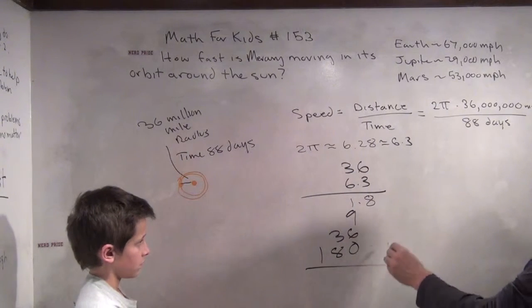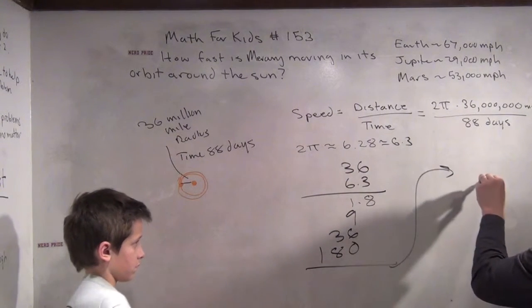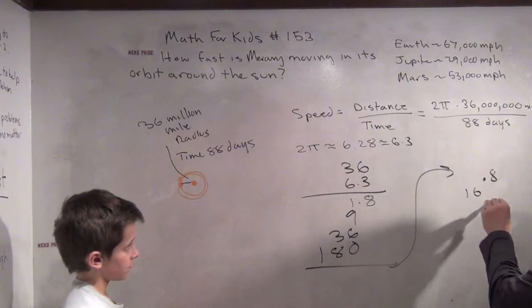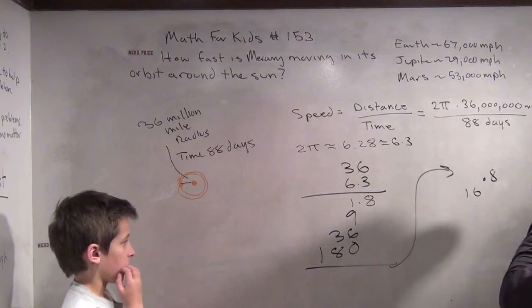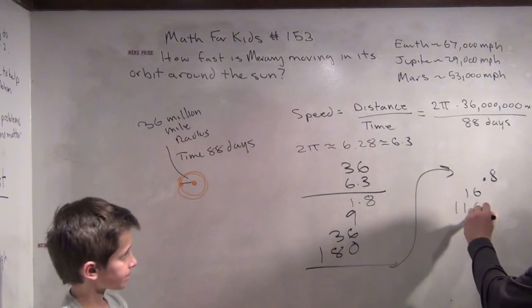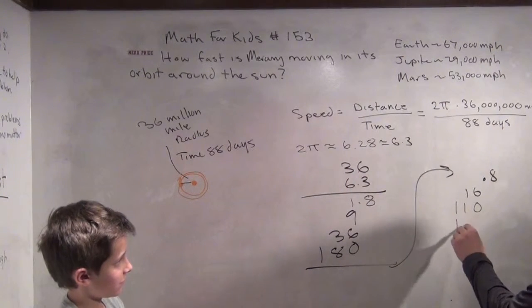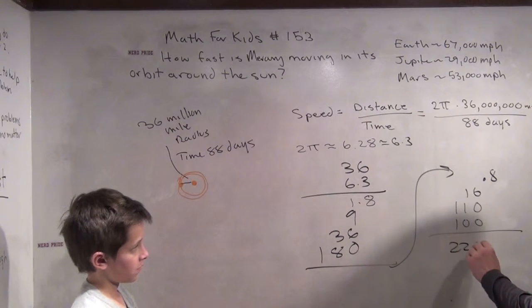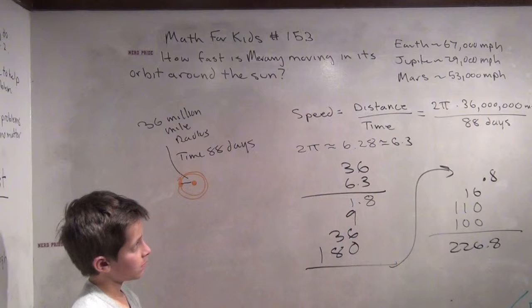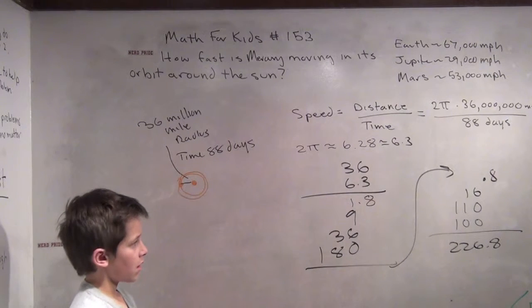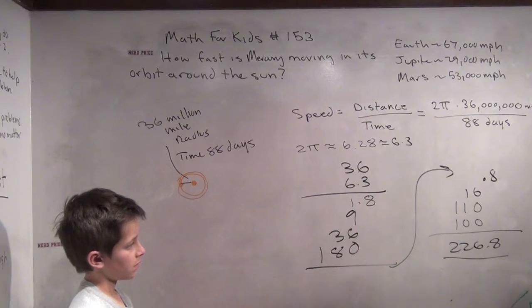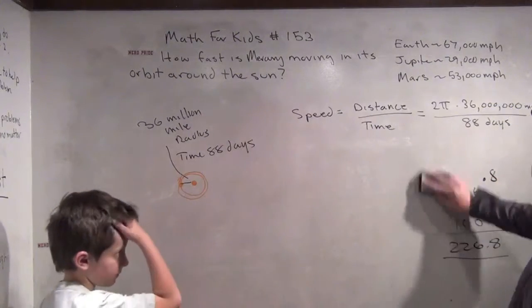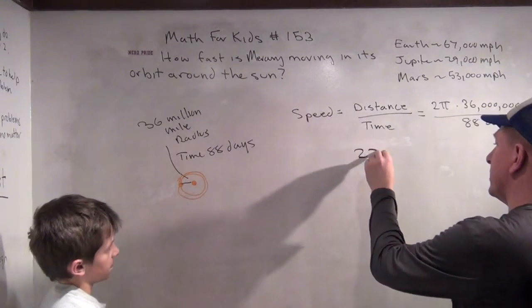So, let's do this up here. I get a 0.8. 1 plus 9 plus 6 is 16. 30 plus 80 is 110. 100 plus nothing is 100. So what does this all add up to? It's 226.8. Which we can just approximate as 226. How about 227? 227, yeah. So the distance is about 227 million miles.